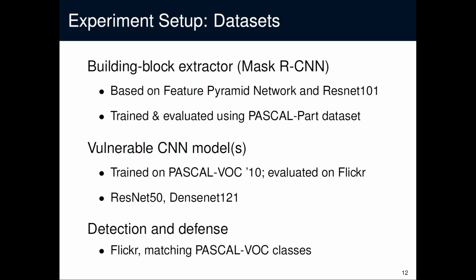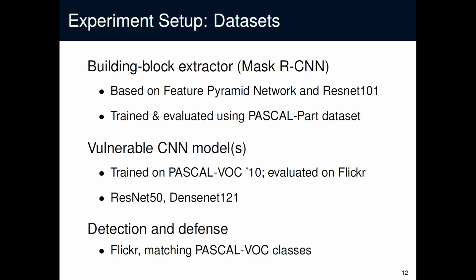So let's talk a little about the experimental setup here and some of the data sets we're using. The building block extractor essentially is the Mask R-CNN. This is going to get the robust features from the image. We trained this using a feature pyramid network and a ResNet 101 backbone. And we're using the Pascal Part dataset to train and evaluate the effectiveness of the robust feature extractor.